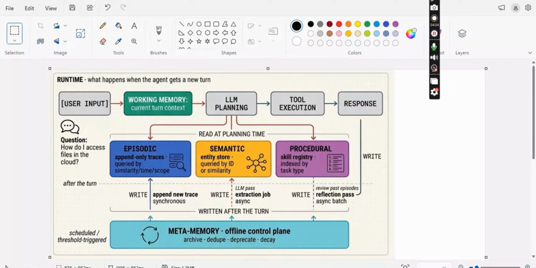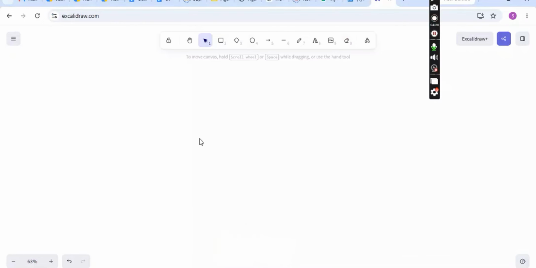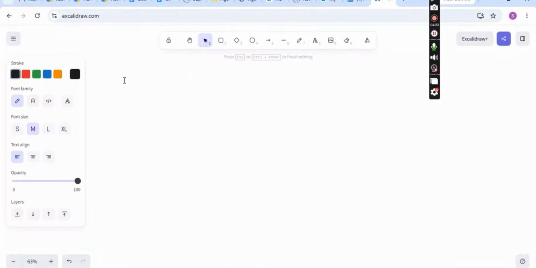So let's try to understand the different types of layers. 5 layers of the knowledge management system. You can say memory or the knowledge management system here. It's not RAG. Don't get confused into thinking this is RAG.